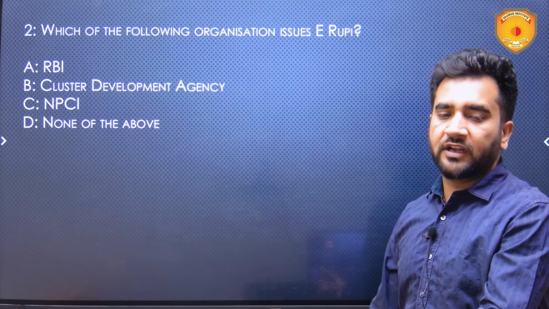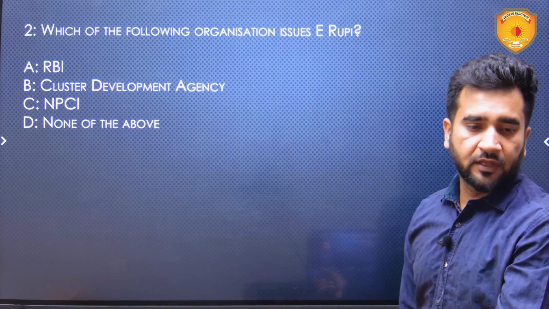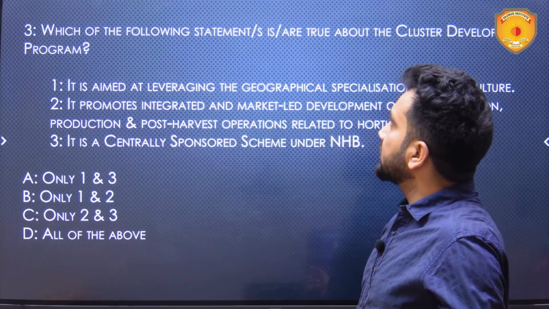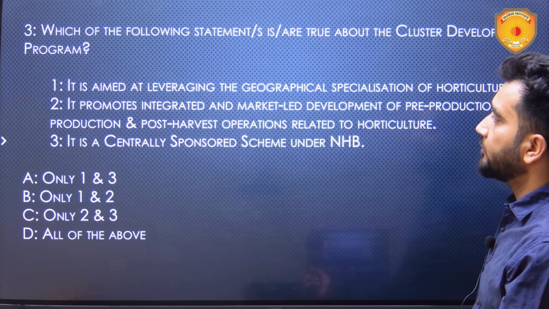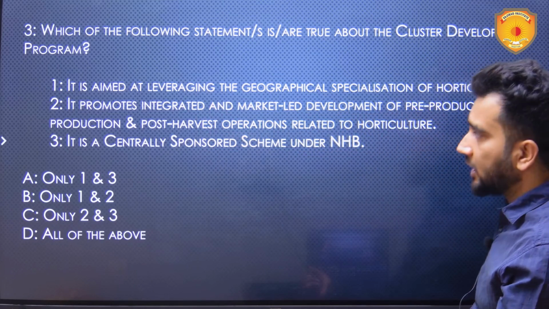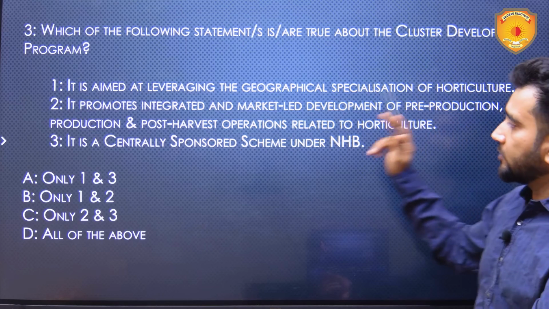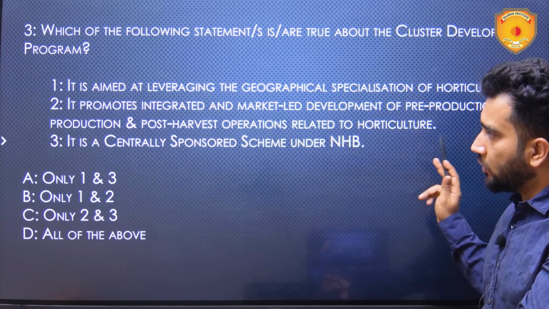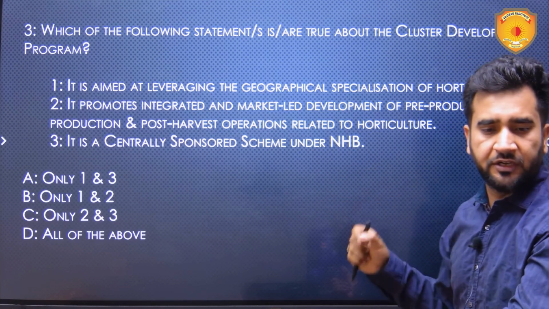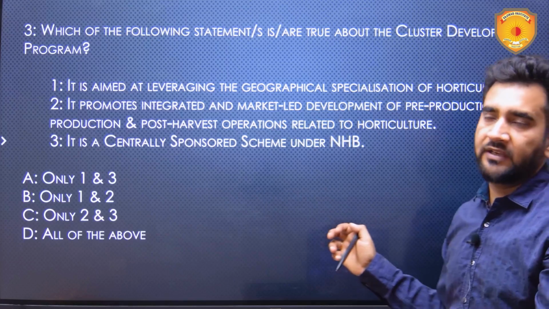Which of the following organizations issues e-rupee? And we have the following organizations. Very simple question it is. Which of the following statements are true about cluster development program? First statement is it is aimed at leveraging the geographical specialization of horticulture. It promotes integrated and market-led development of pre-production, production and post-harvest operations related to horticulture, and it is a centrally sponsored scheme under NHB. Read it very carefully and answer. Statements might seem simple, but they are not.